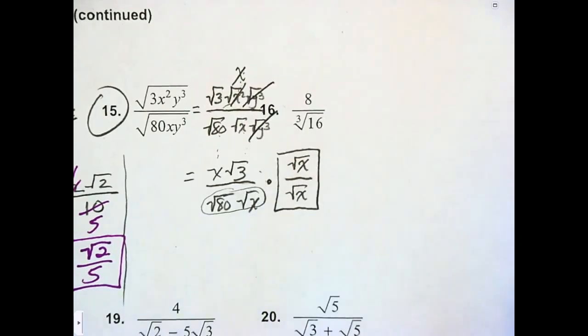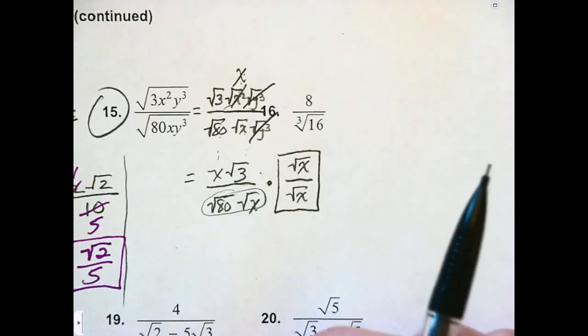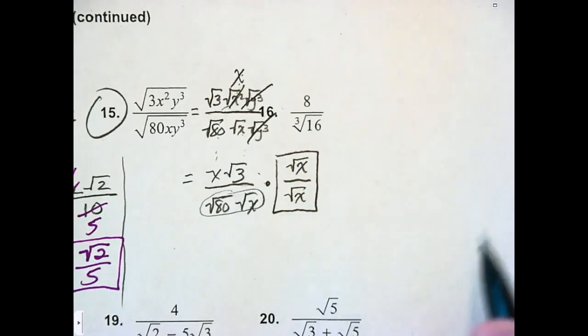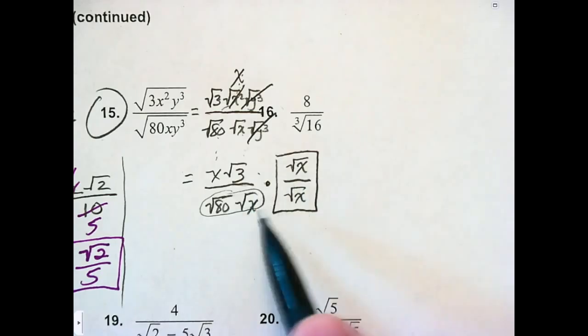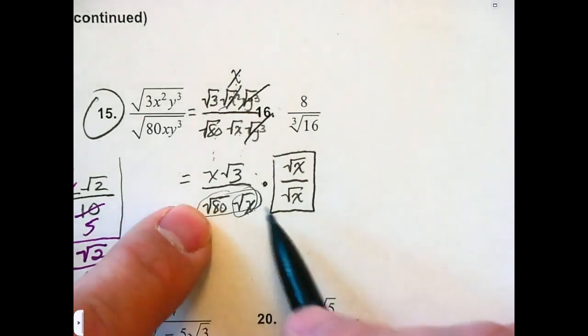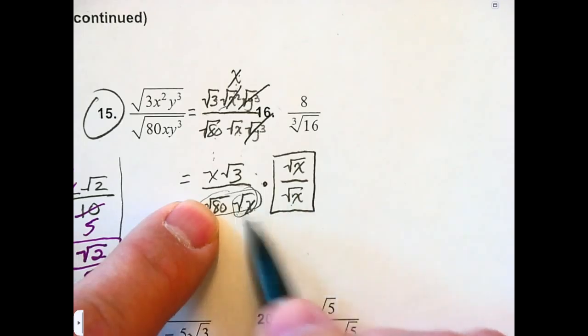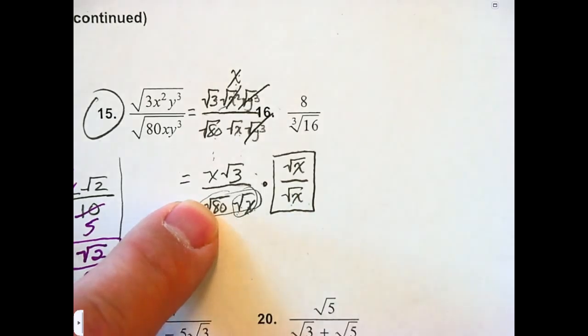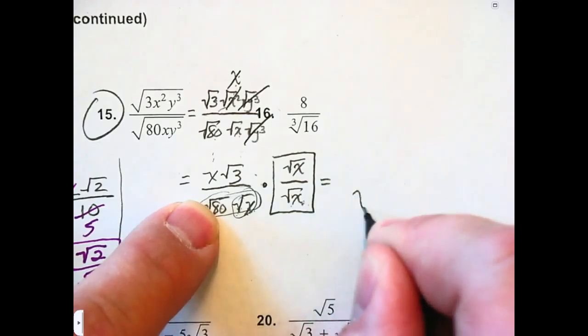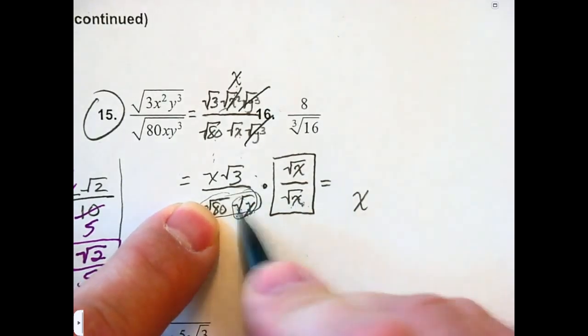Now tell your neighbor why I chose root x. Why didn't I choose root y? I chose root x because it's right here. If this was root y, I'd make it root y. This isn't going to affect the 80 at all. But when I go root x times root x, what's root x times root x? It's root x squared. What's the root of x squared? x. So when you multiply a root by itself, you get the thing that's inside that root. So this times this becomes that.